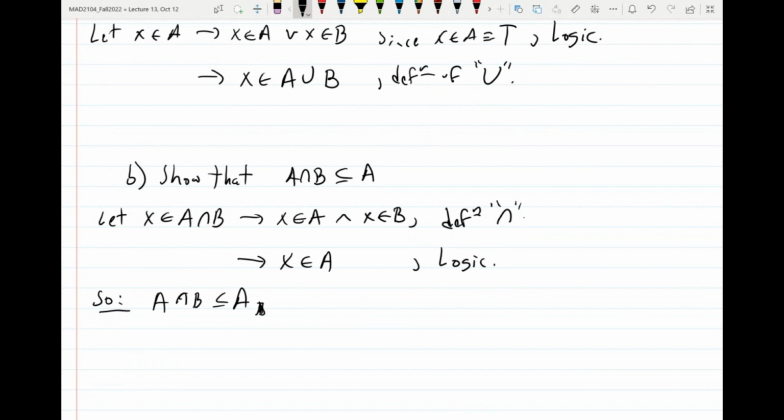So many of these exercises are just 2 lines. The question is, do you know how to write those 2 lines? You see, it's not really as complicated. It's just, can you put this formally this way? Okay. All right. So, that was good.